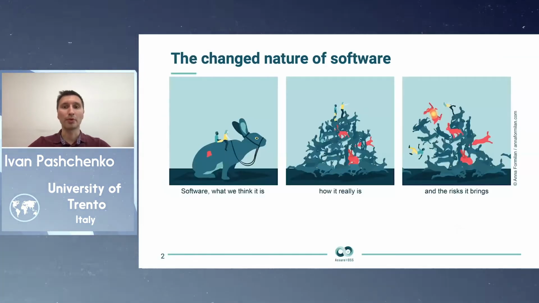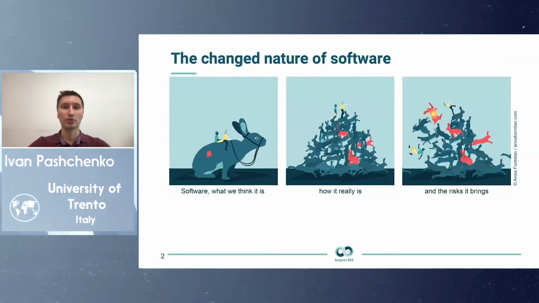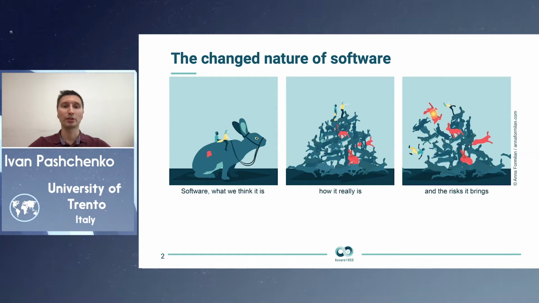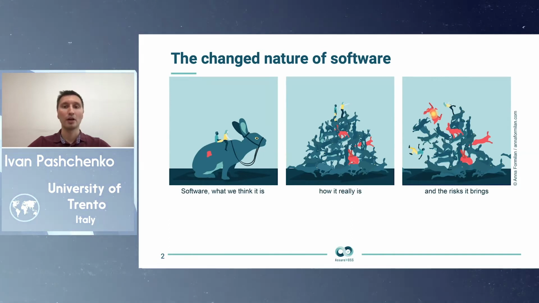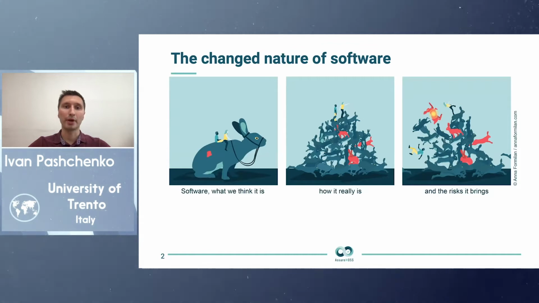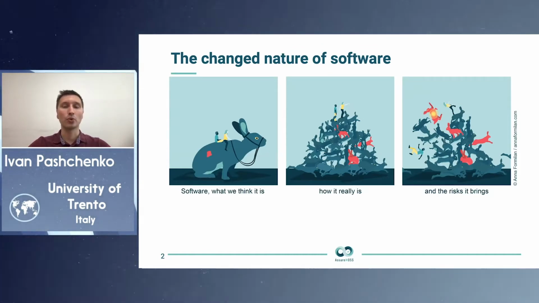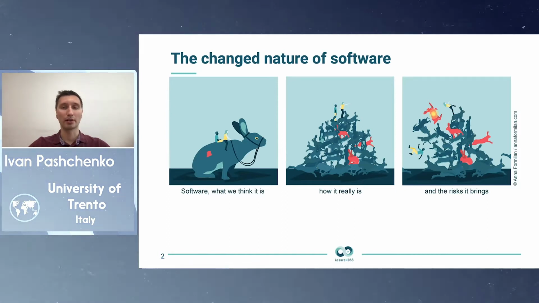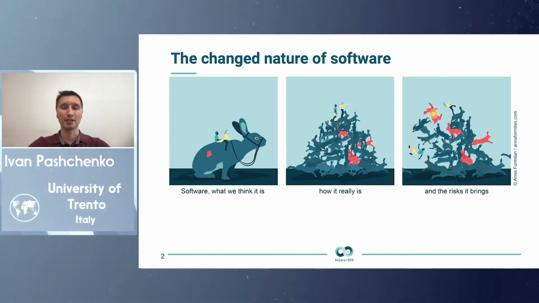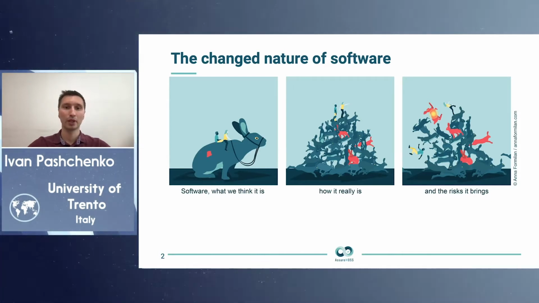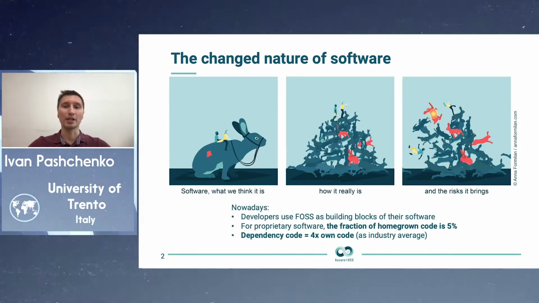Let me start with a brief discussion of the changed nature of software development. We used to think that software is a monolith, a single block, completely controlled by its developers. That the software project is mostly homegrown, and it is developed by a group of developers who are in full control of their code. So, in case a security vulnerability is discovered, developers can access the vulnerable place and fix it. However, it's not exactly the case.